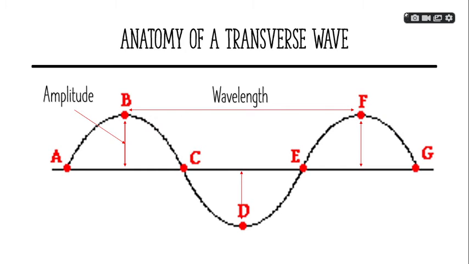Next, from the center line down to point D, we call it the trough, which is the bottom or lowest part of the wave. Conversely, points B and F are the crest, the peak or the top of the wave.